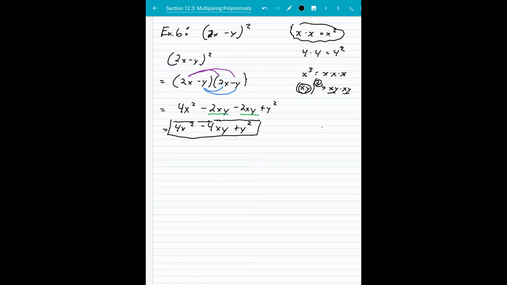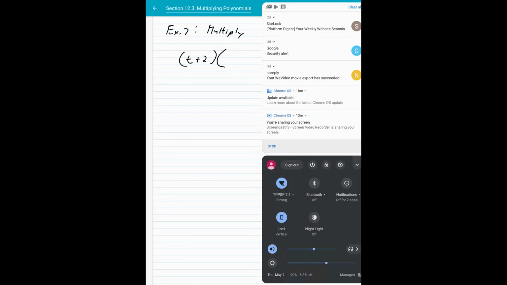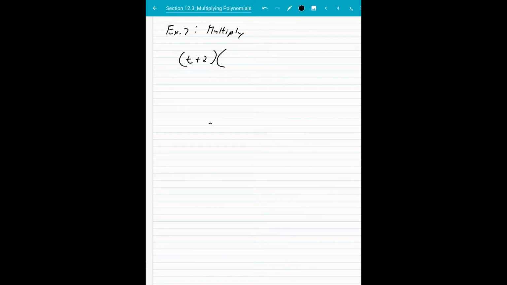Let's look at example 7. This one is a little different. It says to multiply, so we're going to go ahead and multiply everything. It wants us to do t plus 2 times 3t squared minus 4t plus 2.